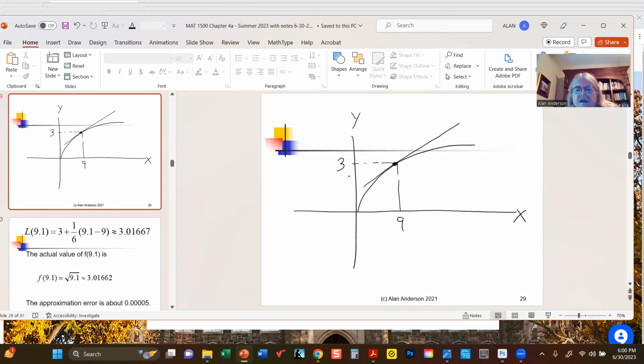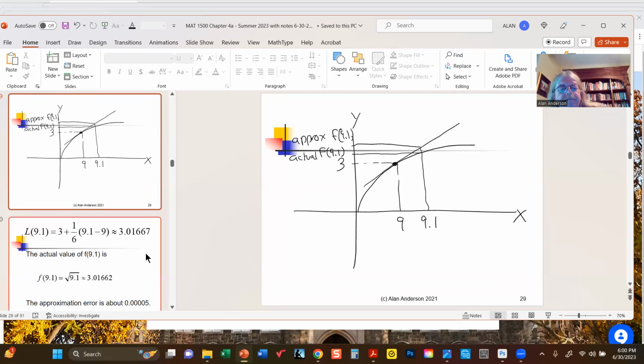Okay, that's not too bad. So let's say, I'm going to exaggerate it a little bit, but let's say it's way over here at 9.1. So you can see there's a gap here. This is the actual value of f of 9.1. And this one on the top is the approximate f of 9.1. So because of the way the curve is shaped, that means our approximation will be slightly too high compared to the actual value of 9.1.